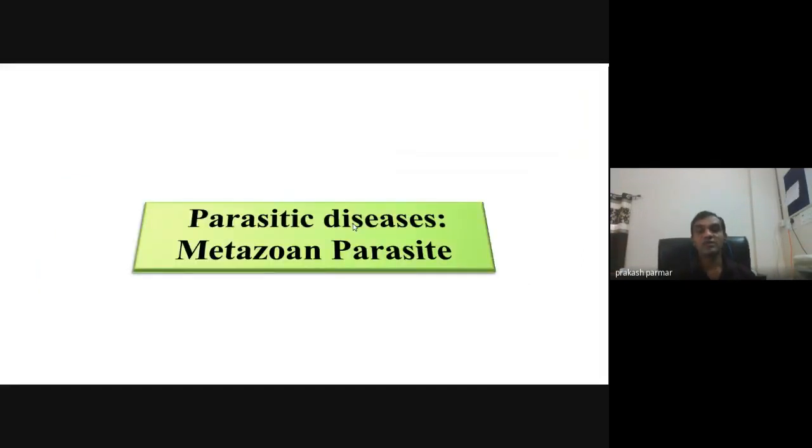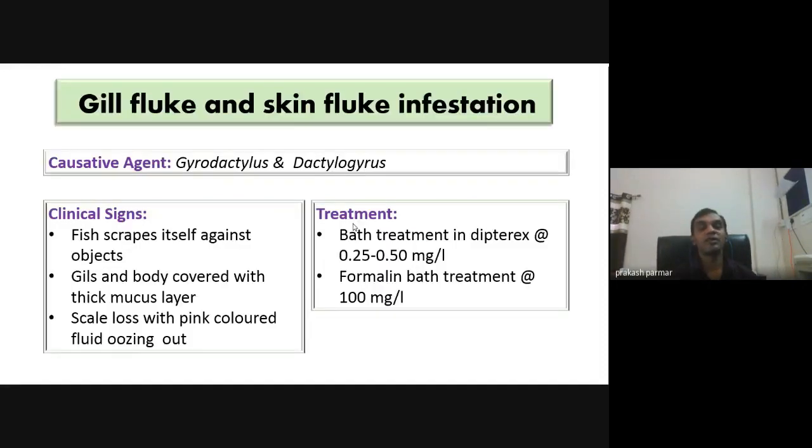In parasitic diseases, the other group is the metazoan parasites. Most commonly found are gill flukes and skin flukes, and the causative agents here are Gyrodactylus and Dactylogyrus. Gyrodactylus is known as the skin fluke. It affects the skin as well as the gill. Dactylogyrus is the gill fluke, affecting the gill part.